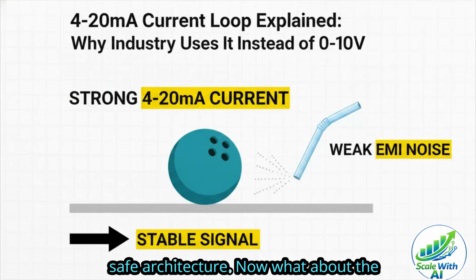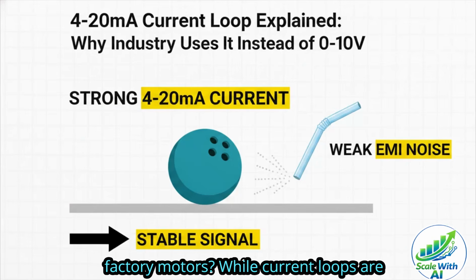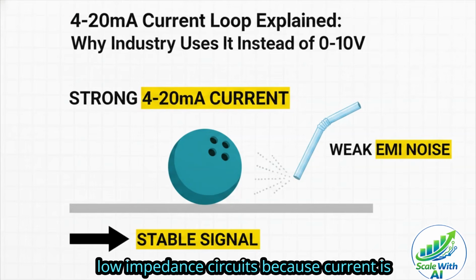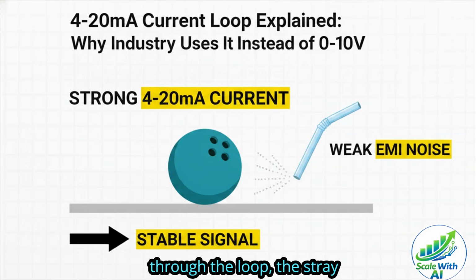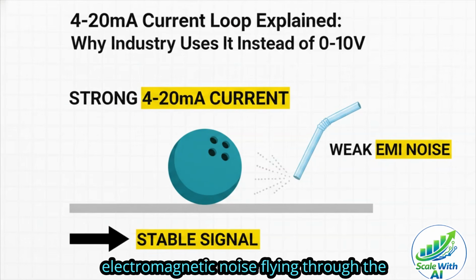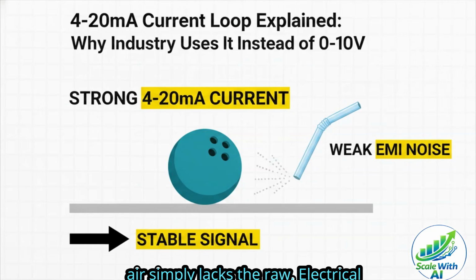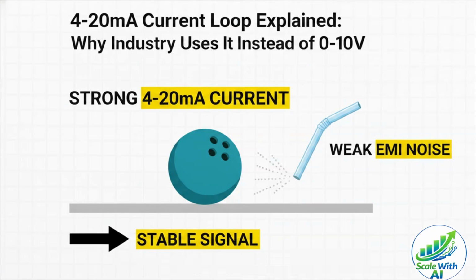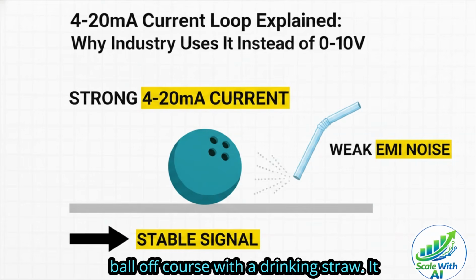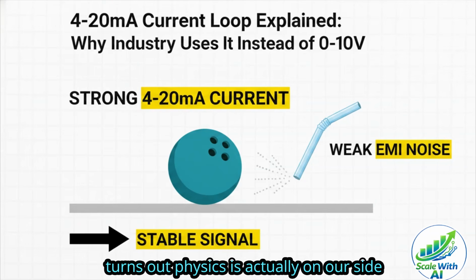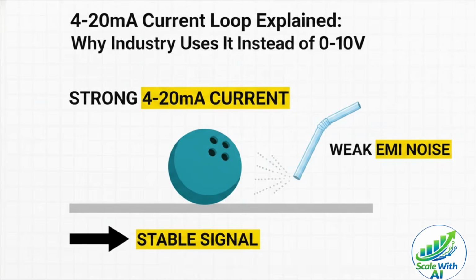Now, what about the electromagnetic noise from those giant factory motors? Well, current loops are low impedance circuits. Because current is being actively and forcefully driven through the loop, the stray electromagnetic noise flying through the air simply lacks the raw electrical power to alter the current level. It's kind of like trying to blow a bowling ball off course with a drinking straw. It turns out physics is actually on our side for once. The low impedance provides absolutely exceptional noise immunity.